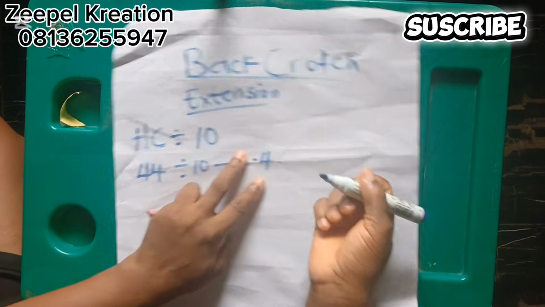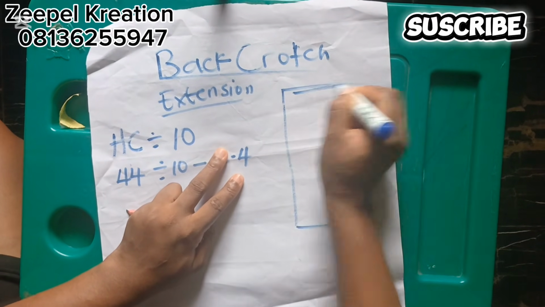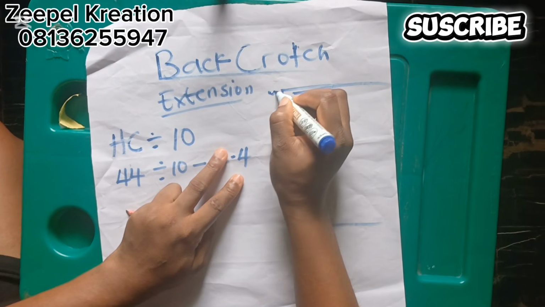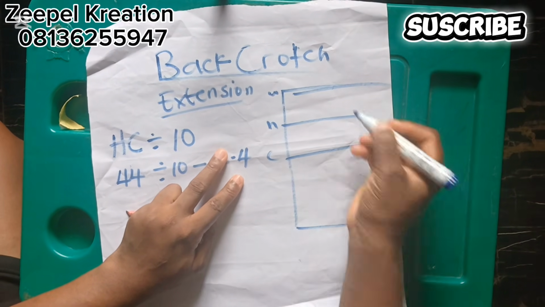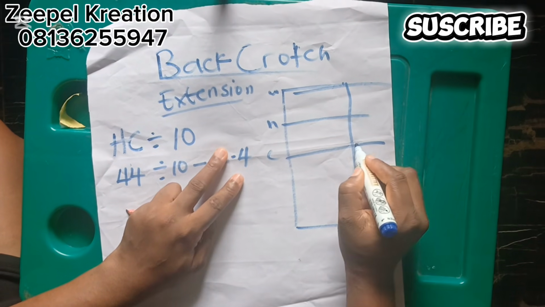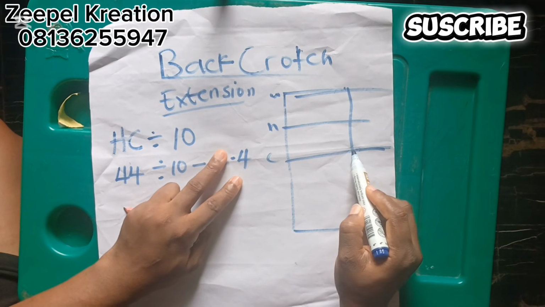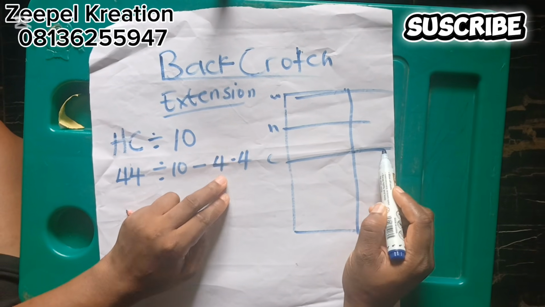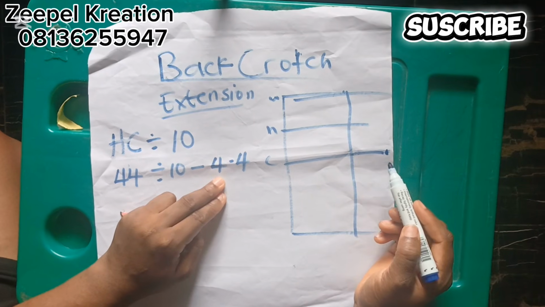So how do you put your back crotch extension? This is your back pattern. This is your waist, your hip, crotch. Okay, now let's talk about crotch extension. For the back crotch extension, from this angle, you come by 4.4. You mark 4.4 for the back crotch extension.